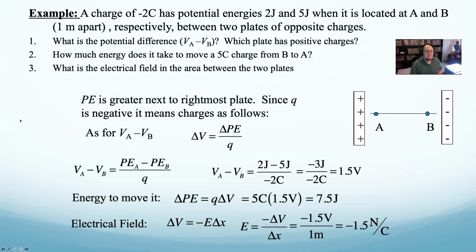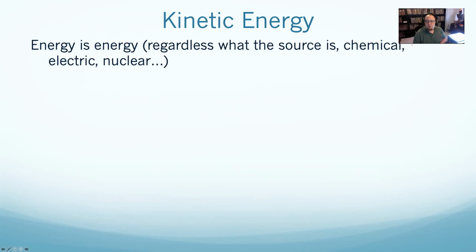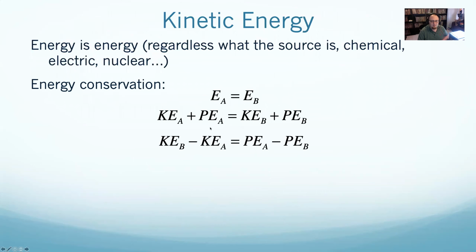One of the things that makes this useful, though, is that energy is energy. It doesn't matter what type of energy you have, it's still energy. And we have conservation of energy. Your initial kinetic plus potential energy must equal your final kinetic plus potential energy. If I subtract kinetic energy A from both sides and potential energy B from both sides, I could say that the change in kinetic energy must be the negative of the change in potential energy.